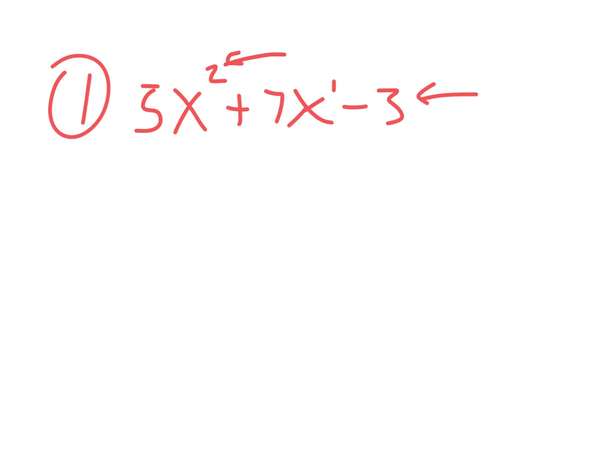Somebody said, do I take this one or this and this one together? Nope. You just take the biggest one. The front one, the one that's the biggest power, and they're not always in front. They should be if it's in standard form, but the biggest one, that's your degree. So this is degree 2.